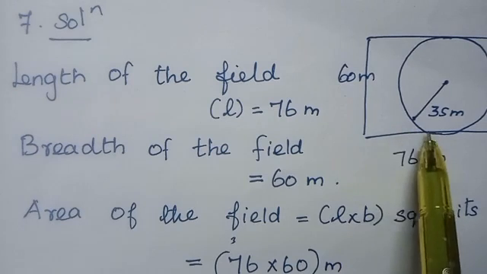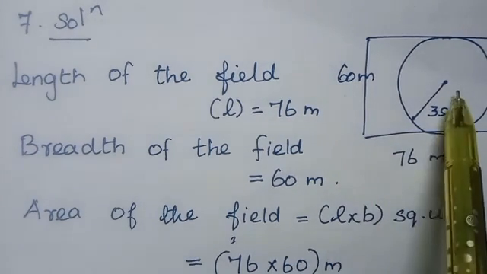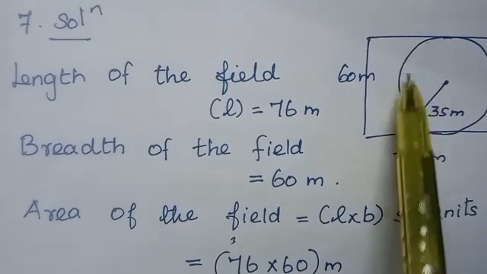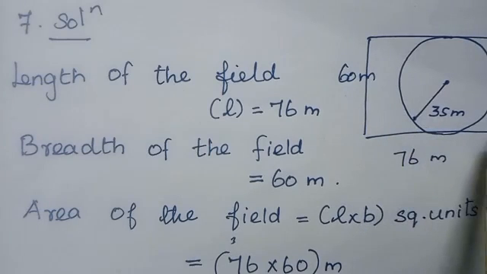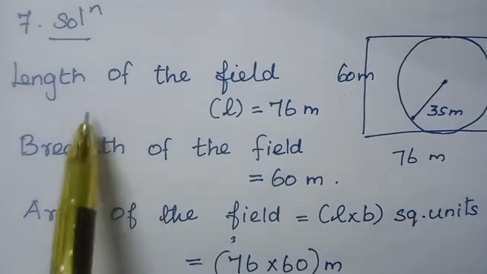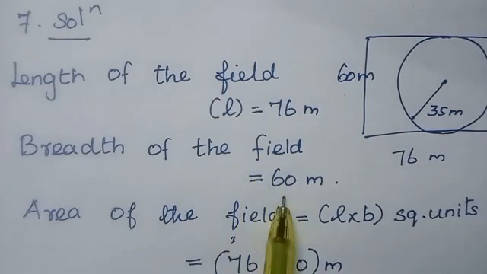So first we can find the area of this rectangle. Then we can find the area of the land the cow can graze. When we subtract those two, we get the answer. The length of the field is 76 meters. The breadth of the field is 60 meters.